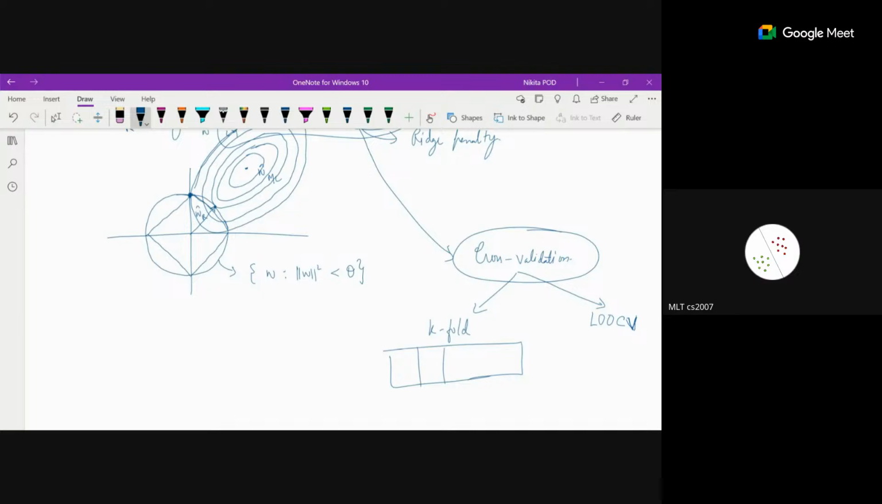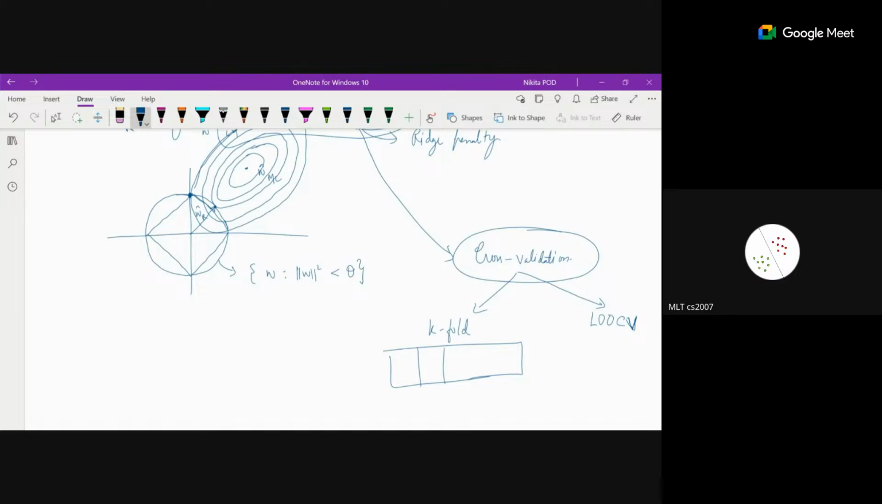In code it's easier to show how you can choose these lambdas, these penalty parameters, but this is the idea of what we do in k-fold.